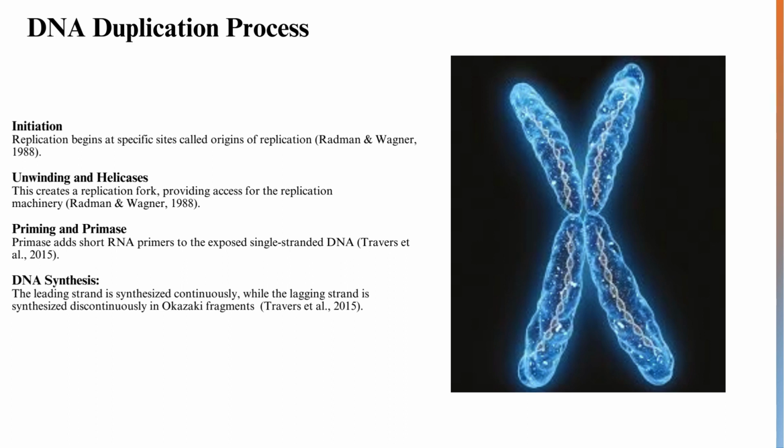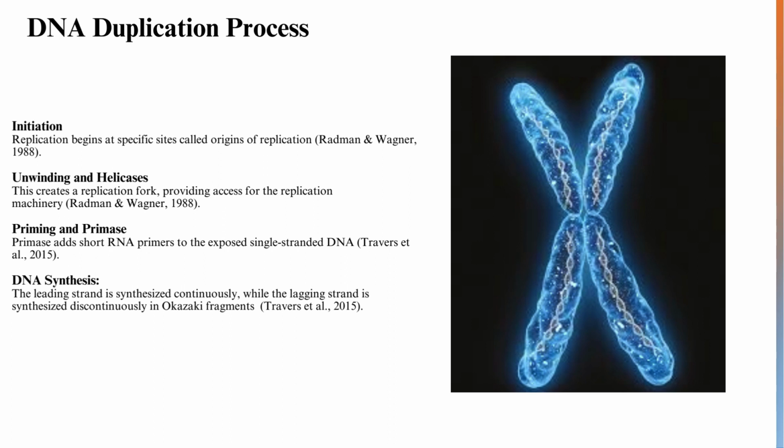These next couple of slides are, in my opinion, one of my favorite parts of this entire amazing process, and that is the DNA replication process. We are going to start with initiation, of course. Replication begins at specific sites called origins of replication. Initiator proteins bind to these sites and start the unwinding of the double helix. Next, unwinding and helicases. This creates a replication fork, providing access to the replication machinery.